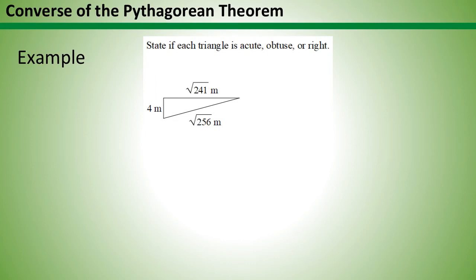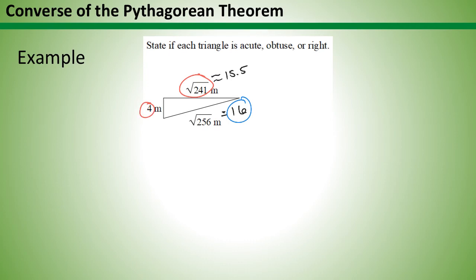Okay, here's another one. So we need to again figure out what the biggest side is. So root 256 is 16. Okay, so this side is equal to 16, so that's a whole number. We can use that. Root 241 is 15.5. Since that's rounded, we can't use that. So my longest side is 16, short sides are root 241 and 4.